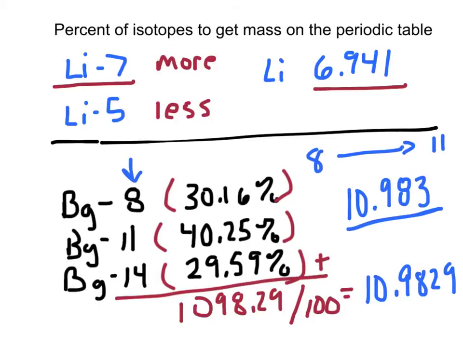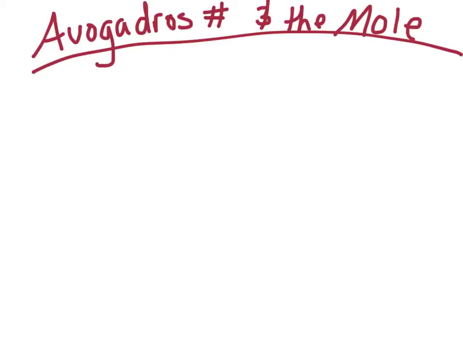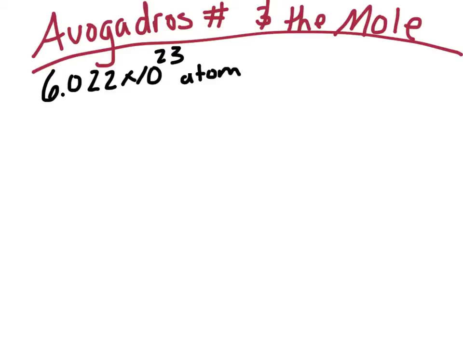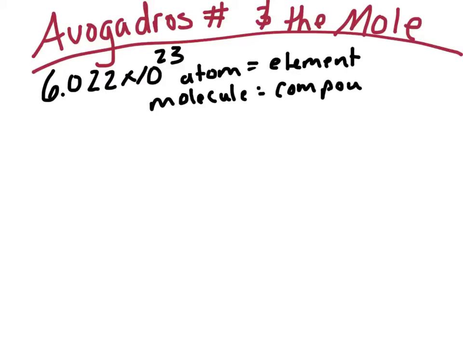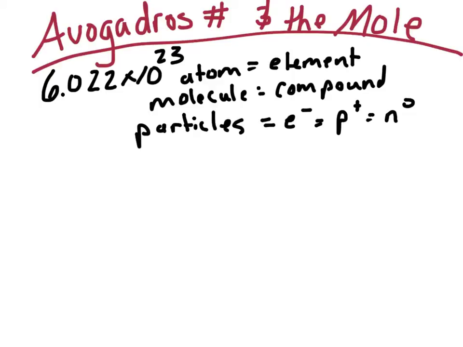Now we come to the part where we're reviewing Avogadro's number in the mole. Remember that Avogadro's number is 6.022 times 10 to the 23rd. And that's atoms if it's an element. It is molecules if it is a compound. And if it's part of an element like an electron or a proton or a neutron, then we call those particles. Okay, and we get that.